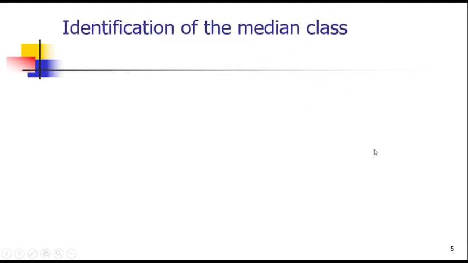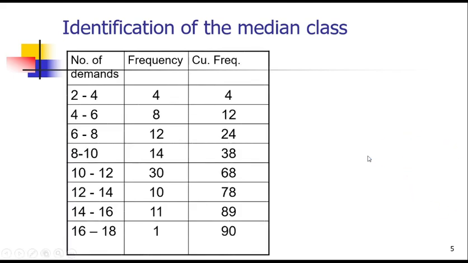Now we have a data set to compute the median. The data set is the same data set that we used earlier. That is, we have the number of demands for rooms and the corresponding frequencies. Here we prepare an additional column, and that is the computation of the cumulative frequencies. We have already seen how to compute them, but let us revise it. The first value corresponding to the first class will remain the same. The next value is obtained: 4 plus 8 equal to 12.